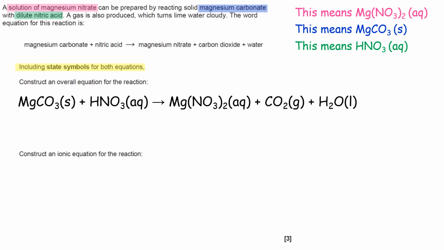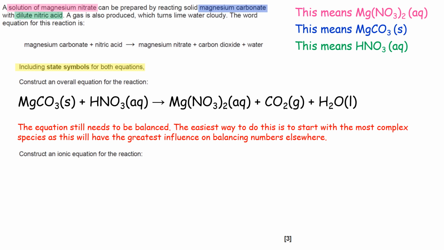So constructing the overall equation, this is what we end up with. It says a gas is also produced, which turns lime water cloudy. I would expect that from GCSE you can remember that that's going to be CO2. And what's left behind is H2O, water.